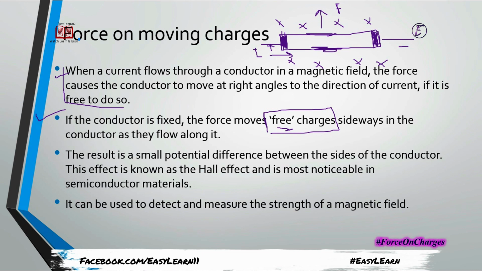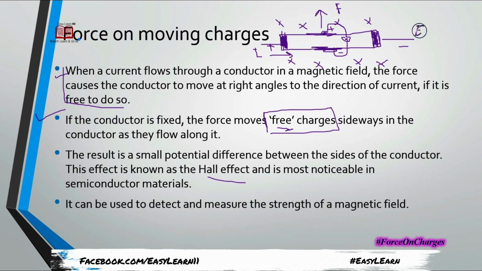Actually the flow of the charges makes the current, and they try to align themselves in opposite polarities here, for example positive here, negative here. If we attach a galvanometer here, then we will experience some current or voltage here, that is called potential difference. It means that this occurs only if the conductor is fixed; if it moves, then this will not occur. The result is a small potential difference between the sides of the conductor.